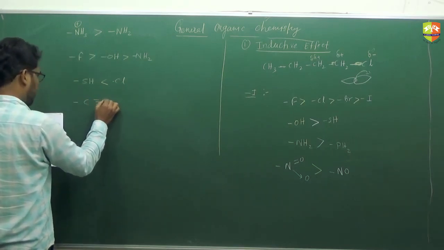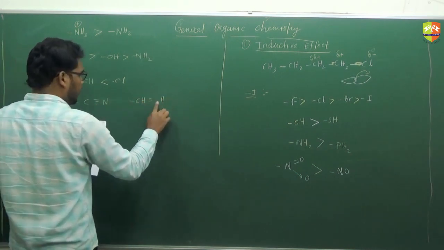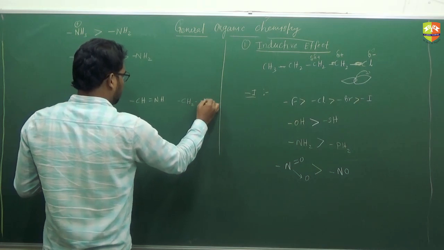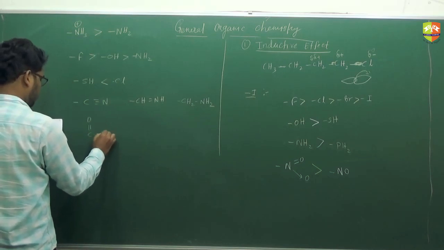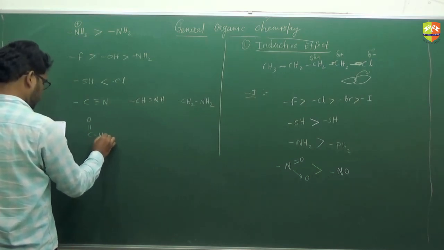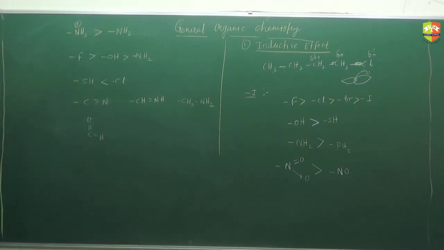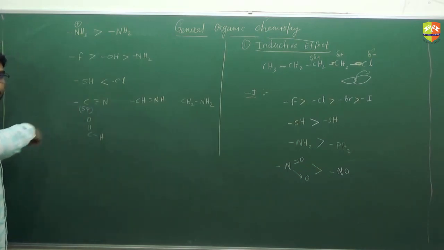Okay? Look at one more comparison. C triple bond N, and CH double bond NH, or CH2 you can write, or we can write CH2 NH2. Which one? So why is there a difference? Because you said only the sigma bond counts. Don't look at the pi bond at all, friends, do nothing with it. If there are more bonds, it's not like there's more effect. The first one is greater than the second one. Why the first one? Because that has no hydrogen, and this is sp hybridized, so its electronegativity is maximum.